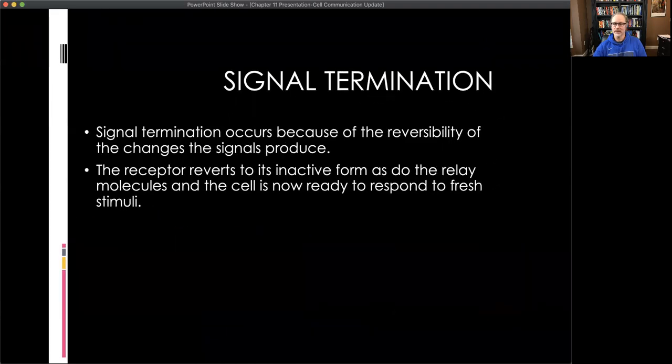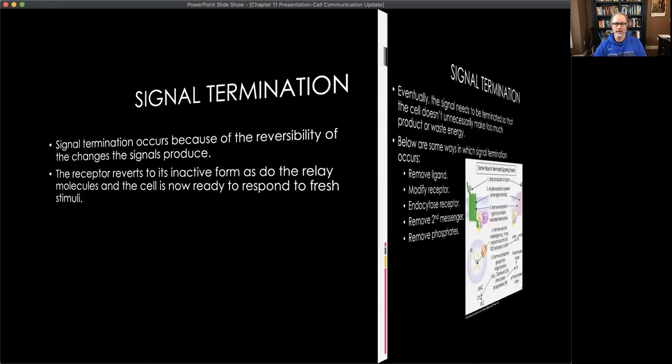Now, when we get to the end of the response, when we have signal termination, this occurs when the signal reaches its useful life. In other words, we want to shut this process down. We want to inactivate this. We have enough of a cellular response. We have to have a way to remove the response to the stimuli and then perhaps wait for more at a later time.